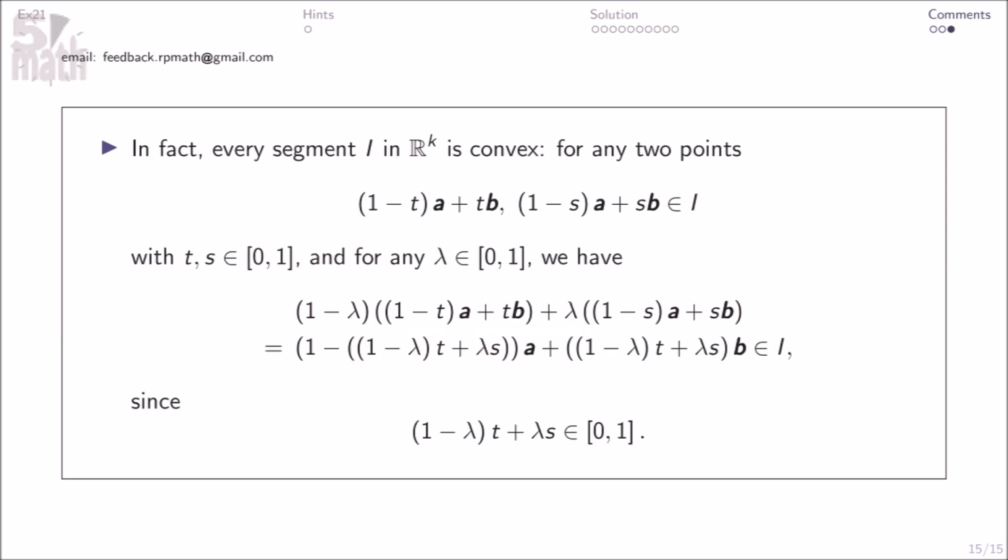In fact, every segment I in Rk is convex. For any 2 points, this, with Ts element of this, and for any lambda in this, we have the following, since this.